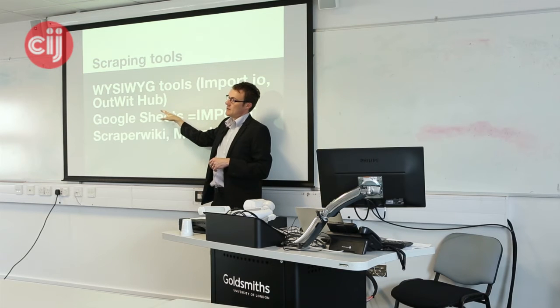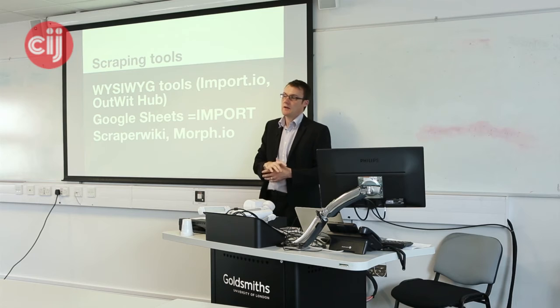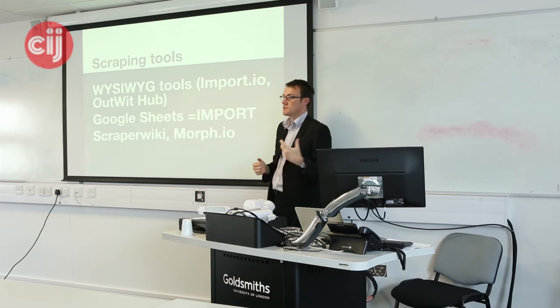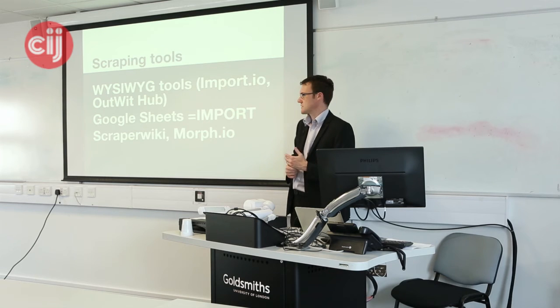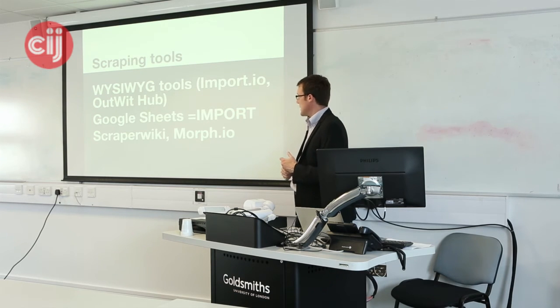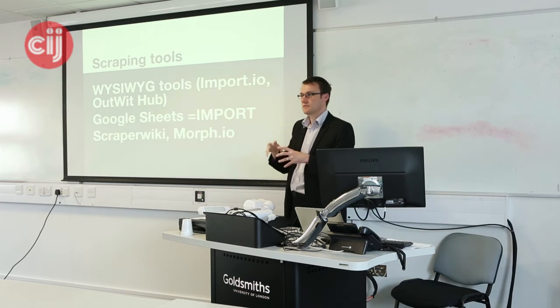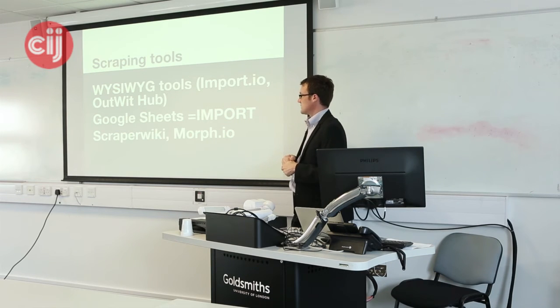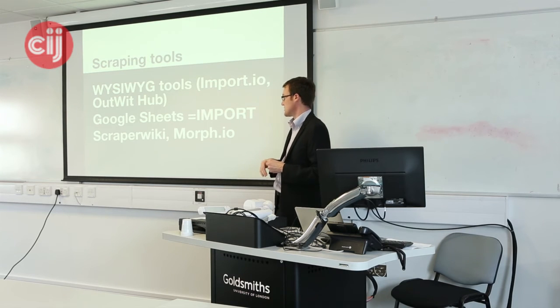Outwit Hub, there's a free version which will scrape up to 100 rows, so you can play with it. And if you want to scrape more than 100 rows or use some of the other features that are not available in the free version, I think the pro version is about 40 or 50 pounds. Import.io likewise has pro and free options. In Google Sheets, you can use what are called import functions, so a series of formulae for bringing data into Google Sheets, which essentially amounts to scraping, and that's one of the things I'm going to show today.